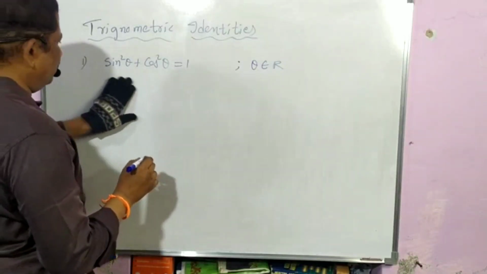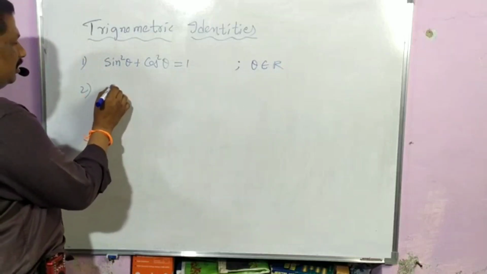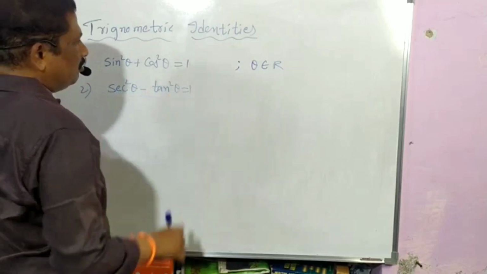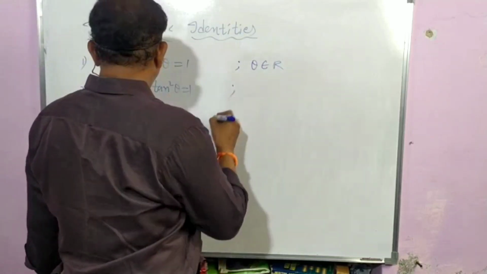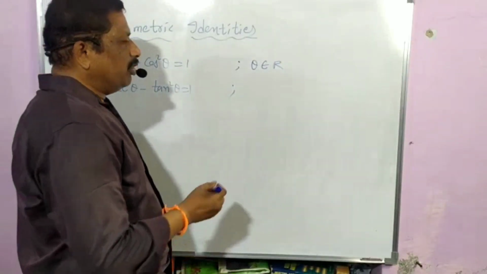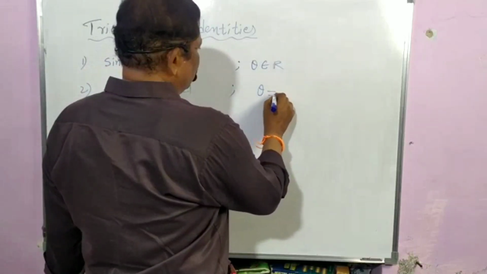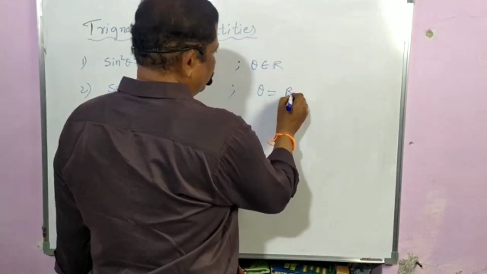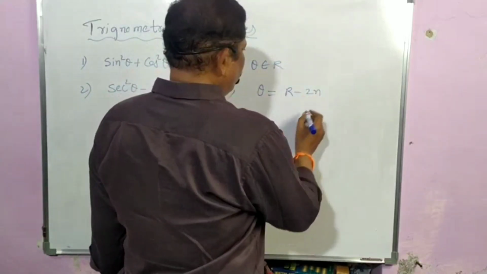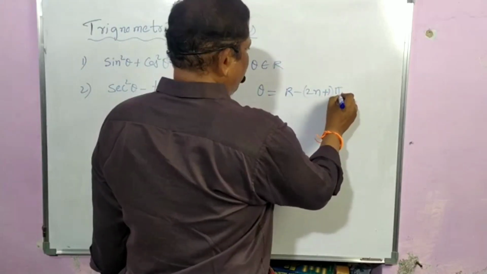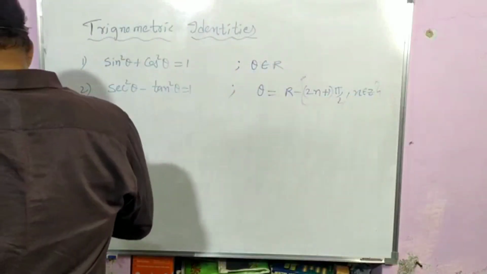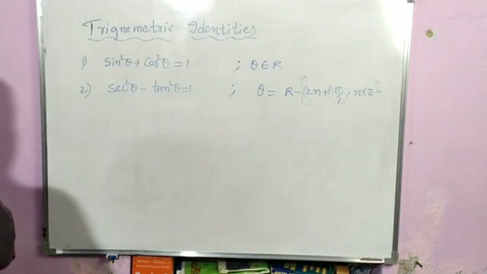Further, we write the second trigonometric identity: secant square theta minus tan square theta is equal to 1. Here it is not defined for 90 degrees and its multiples. Theta is not equal to (2n plus 1) pi by 2, so the domain is R minus (2n plus 1) pi by 2, for all n belonging to Z. That you should remember.